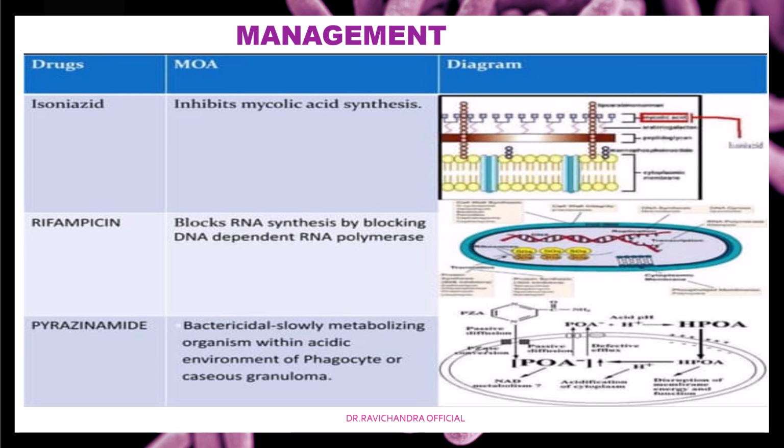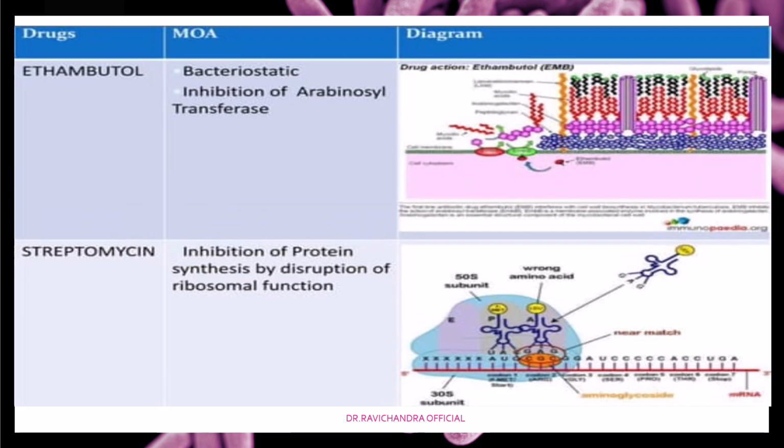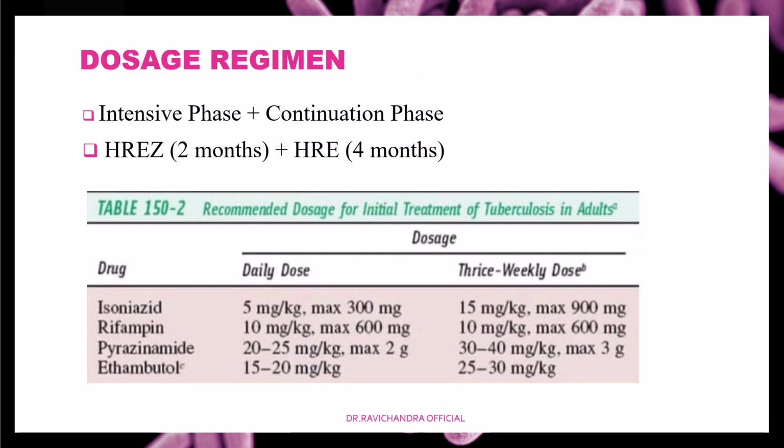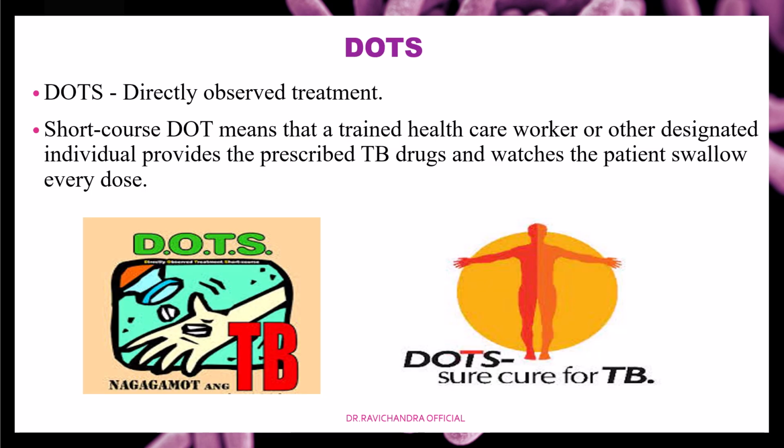So the management can be done using HRZES, that is isoniazid, rifampicin, pyrazinamide, ethambutol, streptomycin, that deals with your pharmacology. The dosage regimen can be given in an intensive phase and a continuation phase. Intensive phase HREZ for 2 months and continuation phase with HRE for 4 months. There is a regime called DOTS therapy, that is directly observed treatment, a short course of directly observed treatment, which means a trained healthcare worker or other designated individual will provide the prescribed TB drugs and watch the patient swallow every dose.